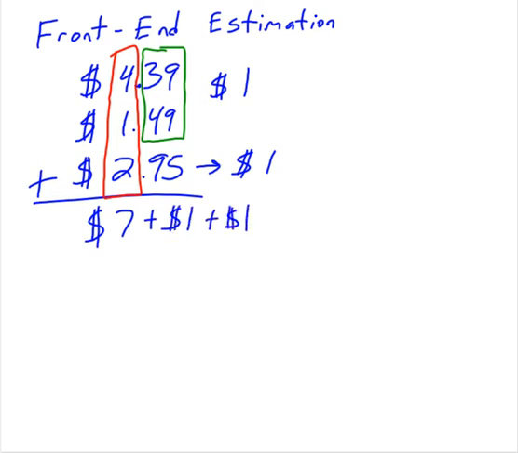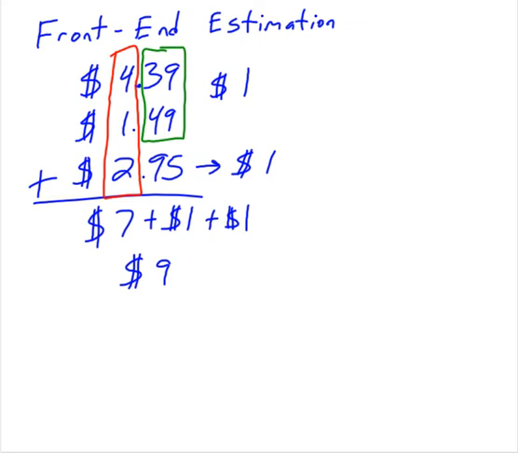Okay, and so what we have is that $7 down here plus $1 plus another dollar, which is $9. Okay, so if the cashier says it's like $9.15 or $8.95 or something like that, we're pretty confident that they've given us the right amount. However, if the cashier says, oh, okay, that'll be $18, we'd be like, wait a minute, I think you didn't ring this up correctly. Or if we had $10 in our wallet, we'd be pretty confident that we'd have enough money. Okay, so that's front-end estimation.